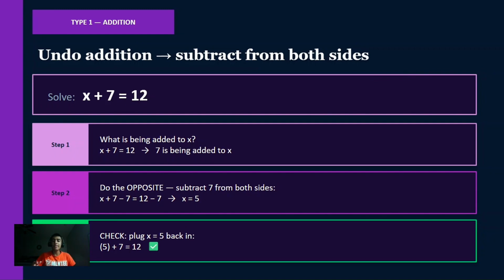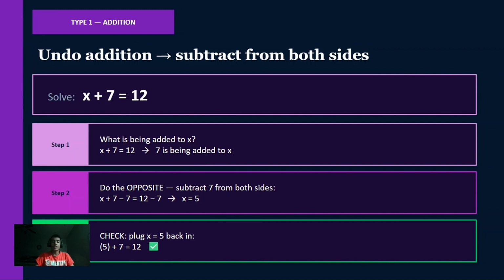So x plus 7 equals 12. We're going to remember the golden rule. x plus 7 minus 7 equals 12 minus 7. The plus 7 and minus 7 cancel out, leaving just x, and 12 minus 7 is 5. So x equals 5.